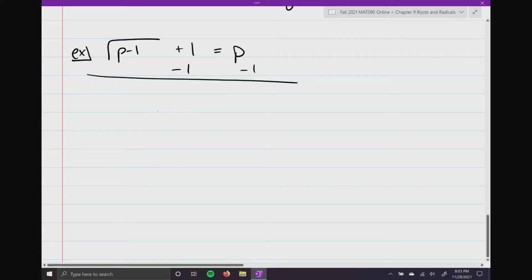On the left-hand side, it's going to give me the square root of p minus 1. And on the right-hand side, it's going to give me p minus 1. Now, this p minus 1 on the right-hand side is fine, because we don't know what p is, so we don't know if the right-hand side is going to be negative or not. So we're just going to solve this problem. We're going to square both sides.